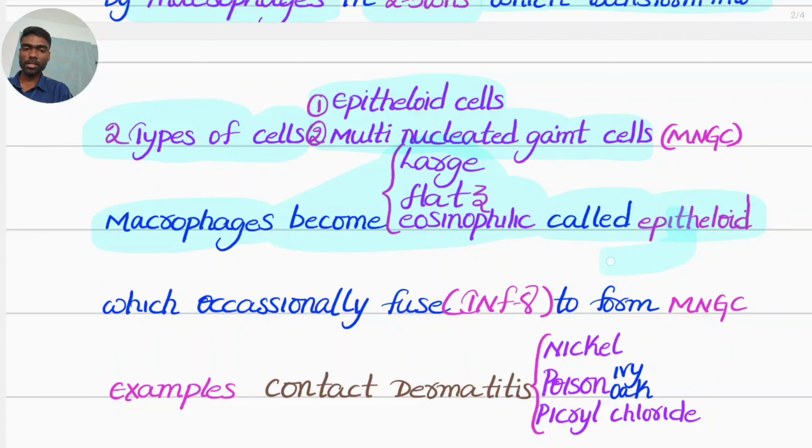These epithelioid cells occasionally fuse, induced by interferon gamma. I already told you, G for gamma, G for granuloma, to form multinucleated giant cells. Fused epithelioid cells contain multiple nuclei and a single, large fused cytoplasm, and that is nothing but a multinucleated giant cell.